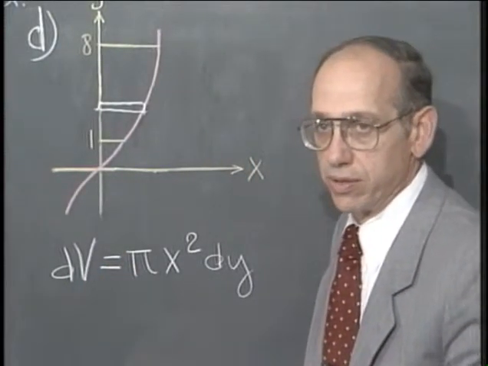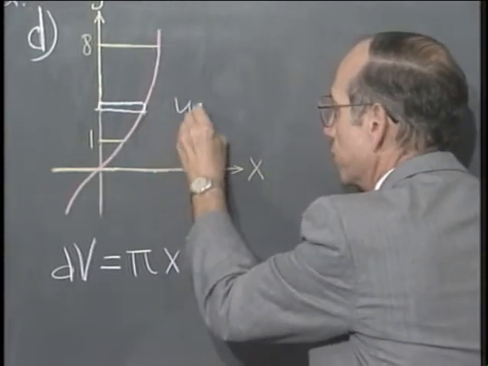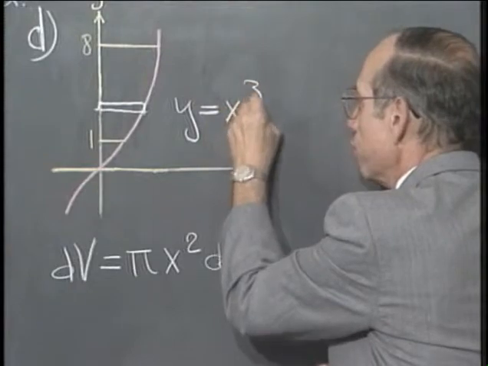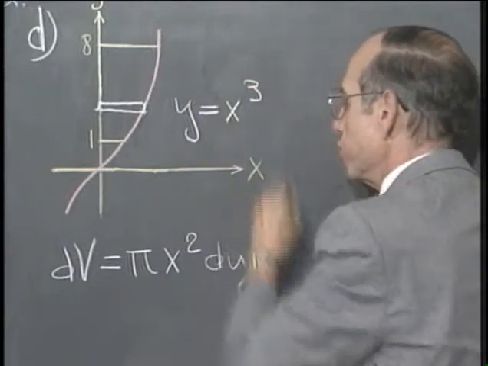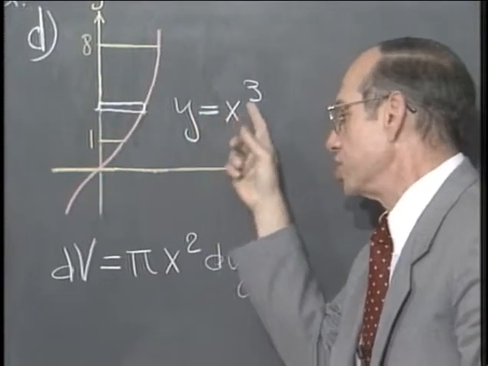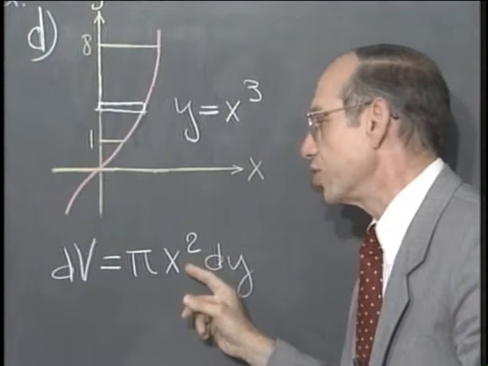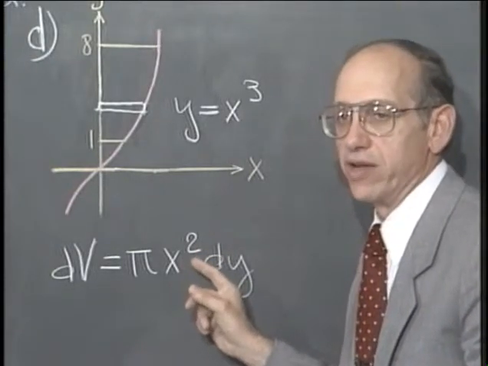All right? Y on this curve is equal to x cubed. Since y equals x cubed, we can solve for x in terms of y, substitute into our differential of volume, and we'll have our volume in terms of y instead of x.